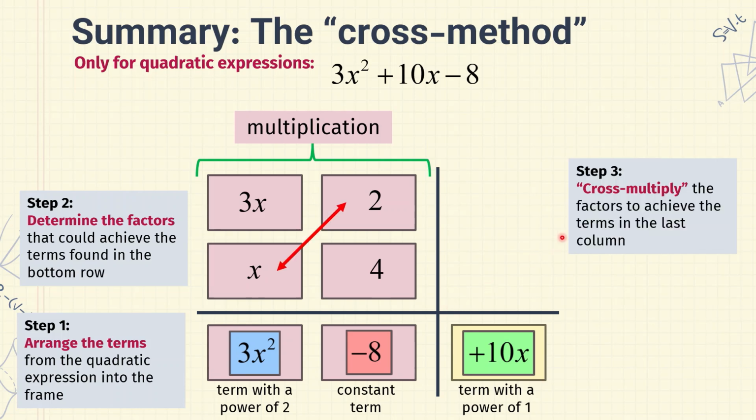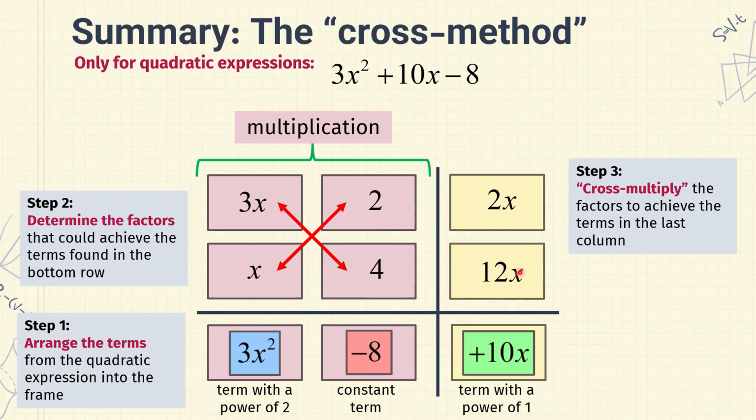So in step 3, we cross multiply the factors in this manner to achieve the terms in the last column. So x times 2 will give us 2x, followed by 3x times 4, that will give us 12x. So we cross multiply the terms to achieve the things found over here in this very last column. Then we check how 2x and 12x give us 10x. We must remember that the terms found in this last column are combined only via addition. So how do we have 2x adding up with 12x to give us 10x?